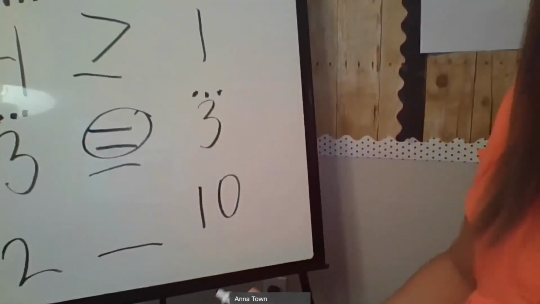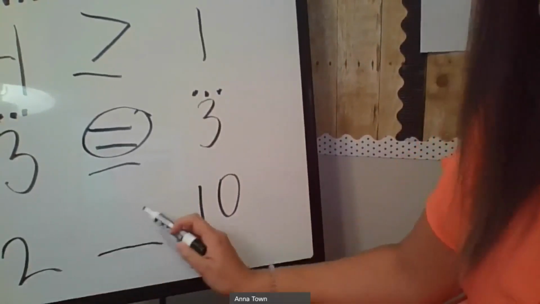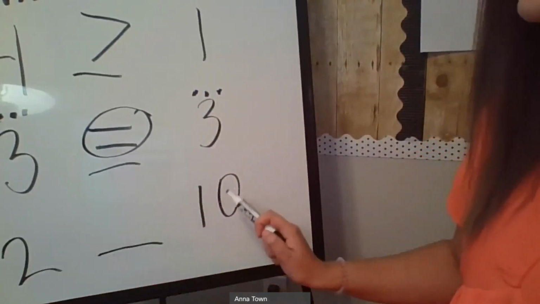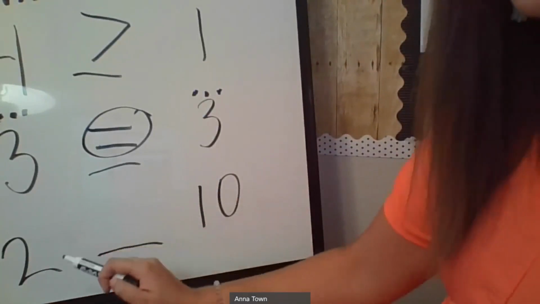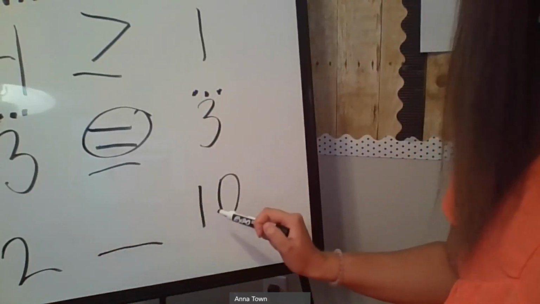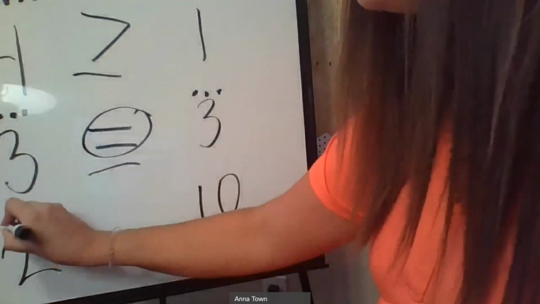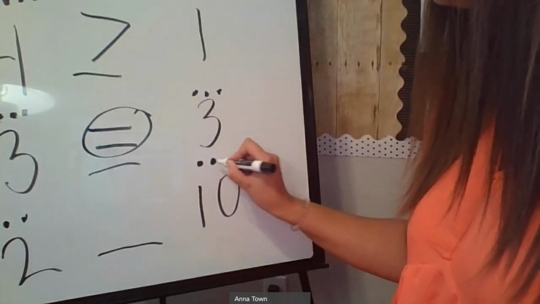Okay, on to our last problem before I let you go and work on your own. We have 2 is compared to what to 10? 2 is what to 10? Is 2 greater than 10? Is 2 less than 10? Or is 2 equal to 10? Remember, you can draw counters above it to represent the number to see which one has more.